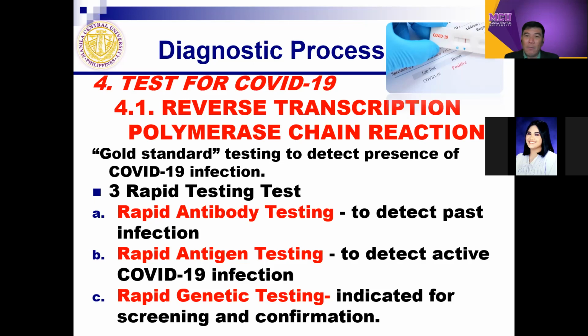Why would it detect false positive results? Because the rapid antibody test can detect a past infection only. But for your active infection, it is the rapid antigen test. So if you will notice, other than RT-PCR, the antigen test is what is considered, because it will detect the present level of infection if you have COVID-19.